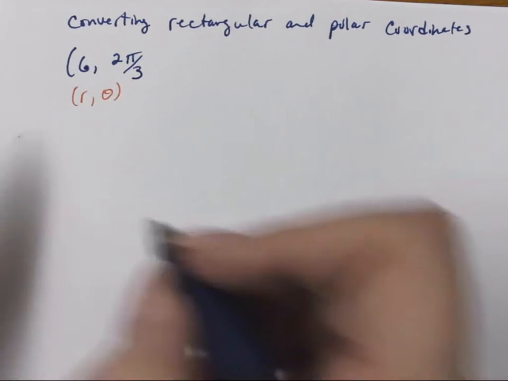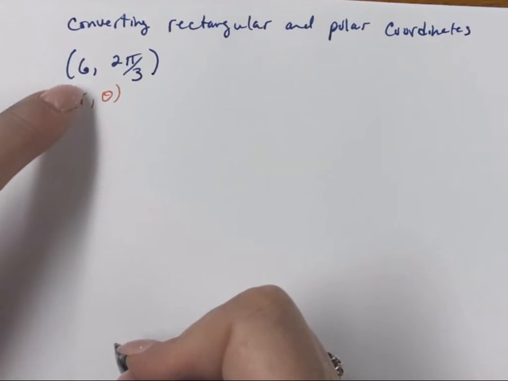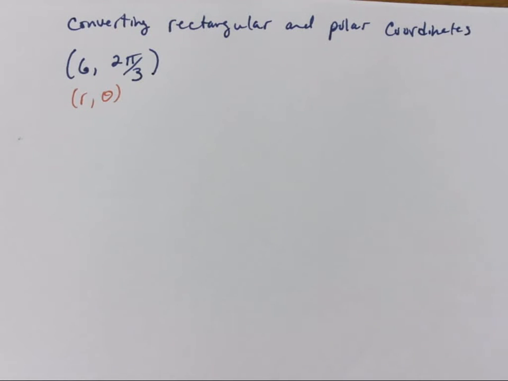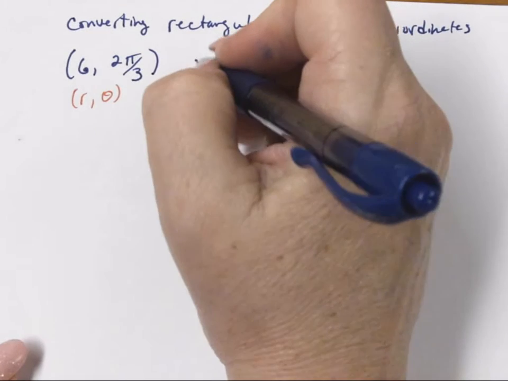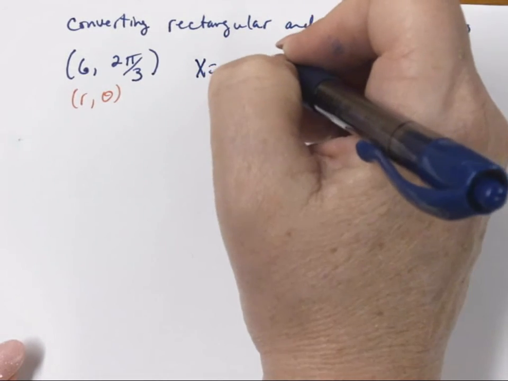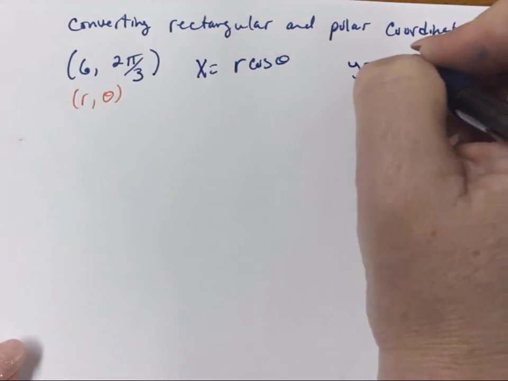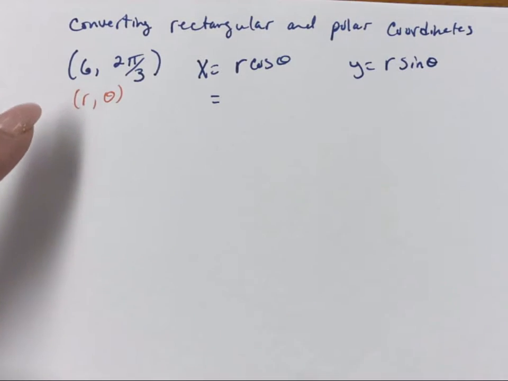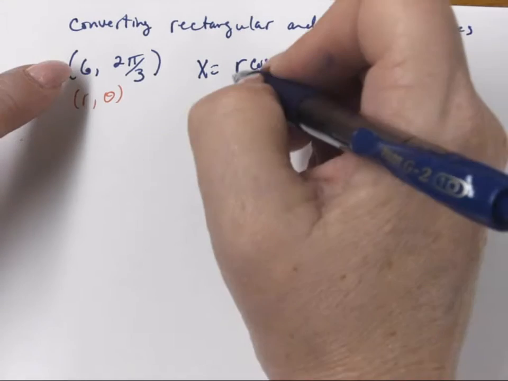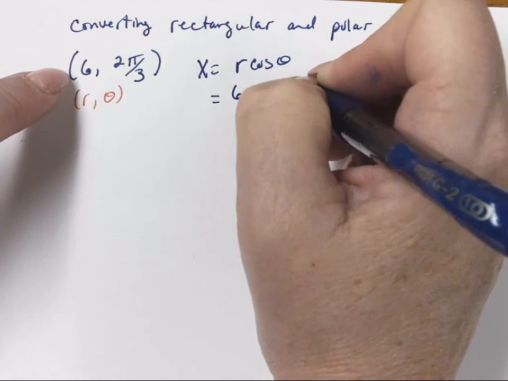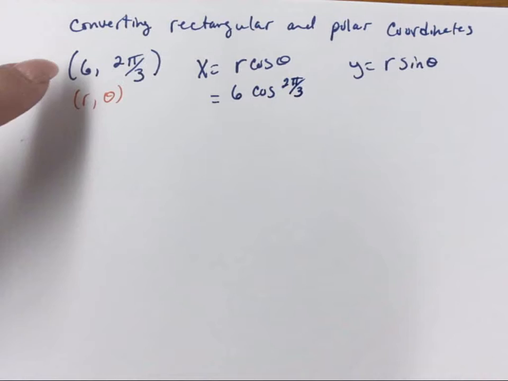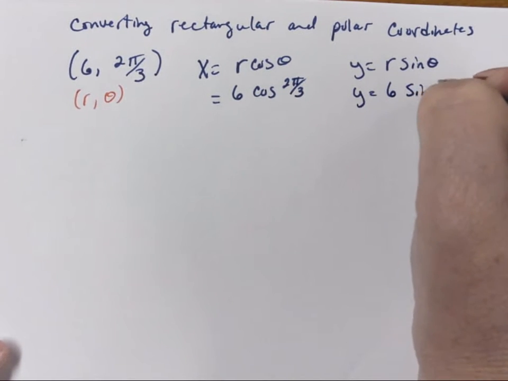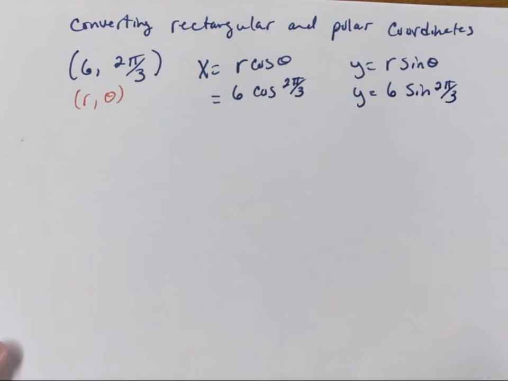So the formula for changing this would be a polar, because we've got an angle and we've got the r. We want to change it to rectangular. X is going to be equal to r cosine theta, and y is equal to r times sine theta. So you just plug in what you are given. So r is going to be 6 cosine of 2 pi over 3, and our y is going to be 6 times sine of 2 pi over 3.